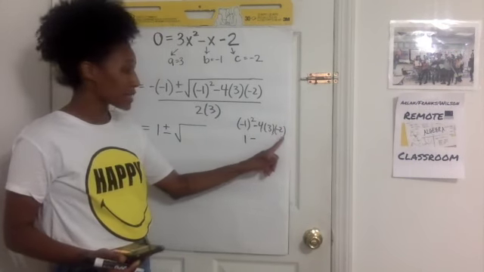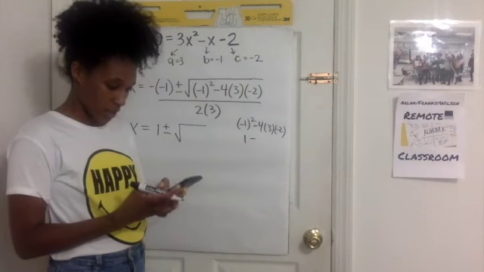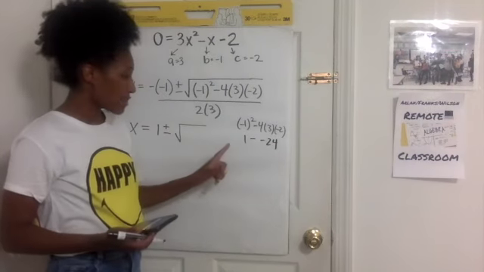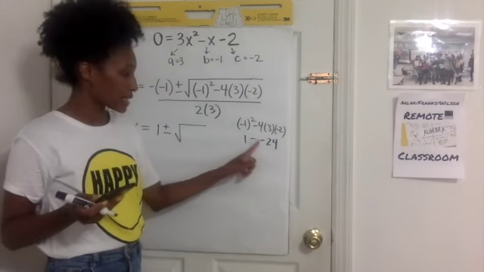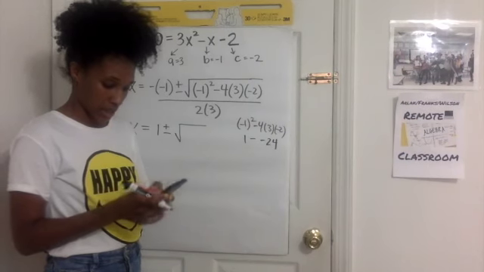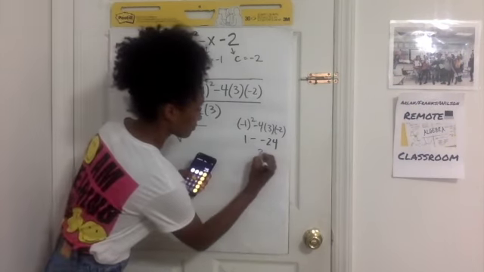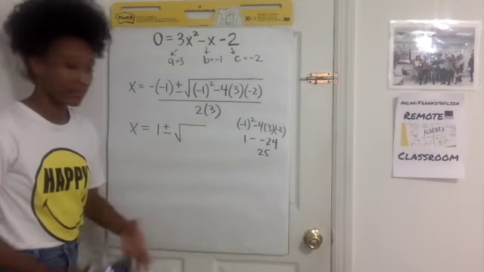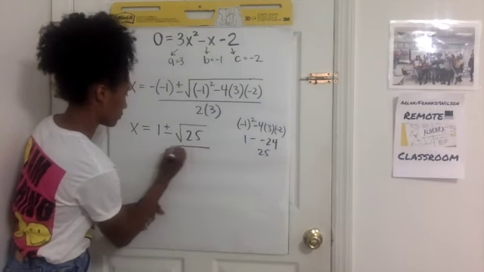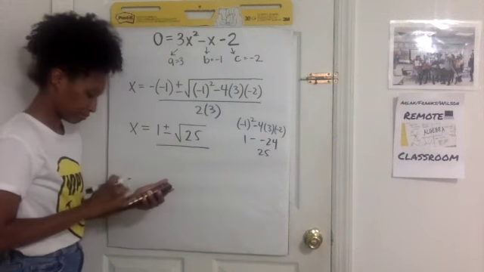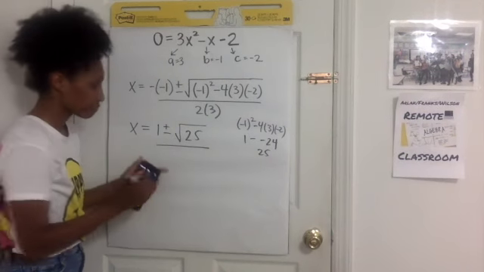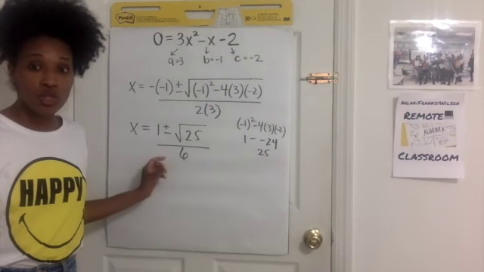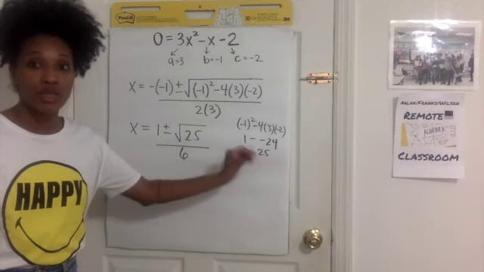4 times 3 times negative 2 is negative 24. And then I need to put into my calculator 1 minus negative 24, which is 25. So that entire expression simplifies to 25. 2 times 3 is 6. Since I have a plus and minus, I'm going to write one of my roots with the addition, and I'm going to write the other root with the subtraction.